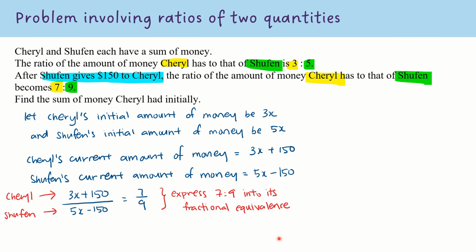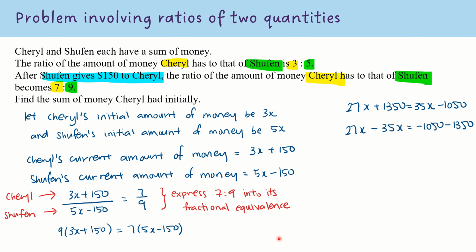Now that we have a fractional equation, we can cross multiply and get 9 times (3x plus 150) equals 7 times (5x minus 150). We expand this equation and arrive at 27x plus 1350 equals 35x minus 1050. In manipulating this equation, we get 27x minus 35x equals negative 1050 minus 1350, which simplifies to negative 8x equals negative 2400. And therefore, x is equal to negative 2400 divided by negative 8, which is equal to 300.